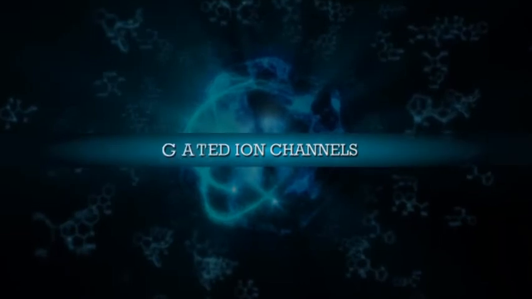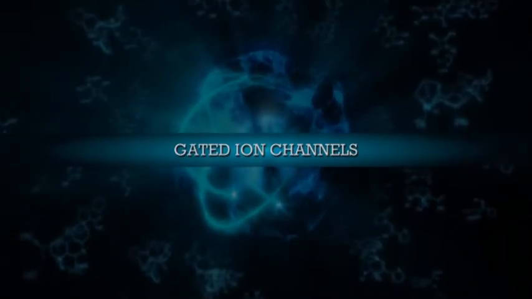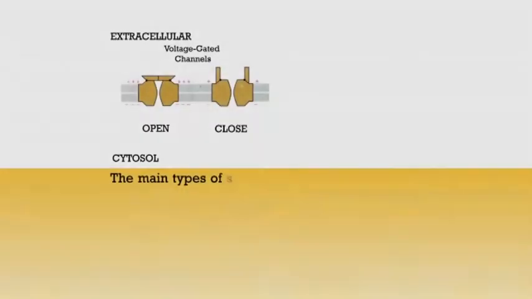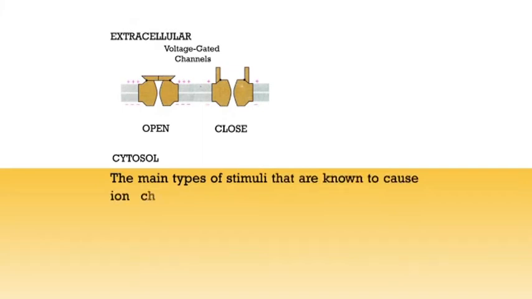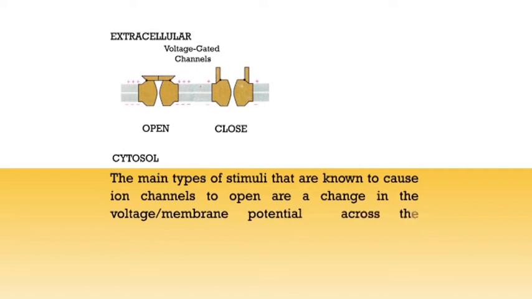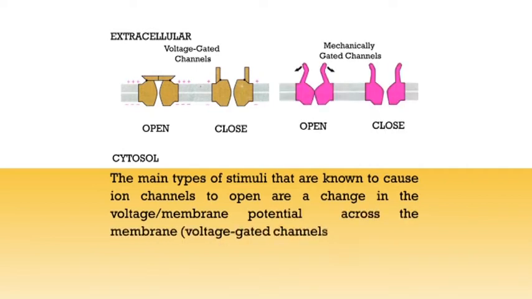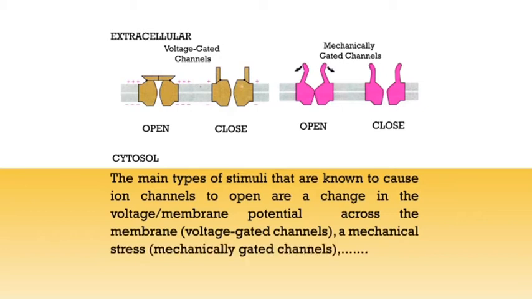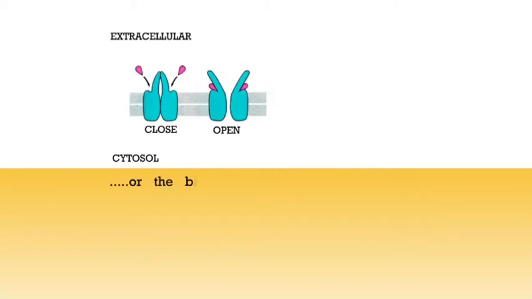Now let's study gated ion channels. The main types of stimuli that are known to cause ion channels to open are a change in the voltage or membrane potential across the membrane, and we call them voltage-gated channels, a mechanical stress in mechanically gated channels, or the binding of a ligand in case of ligand-gated channels.